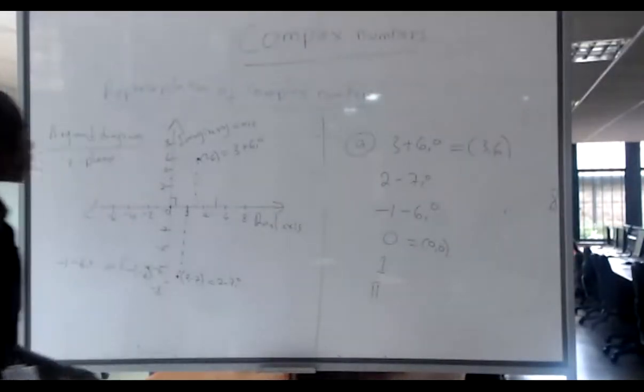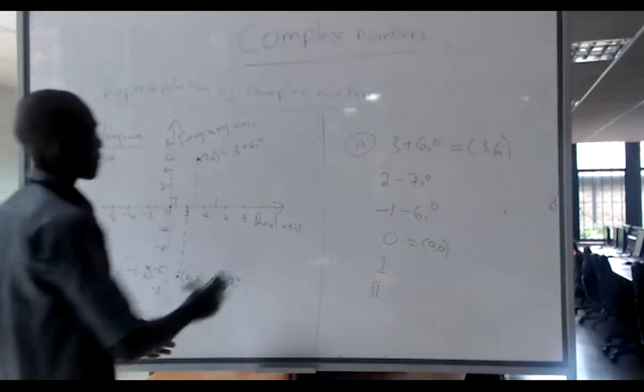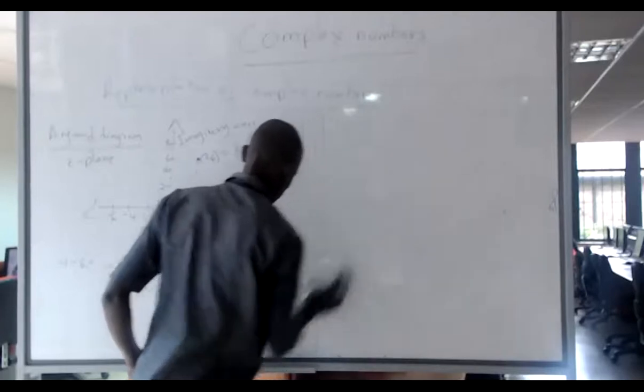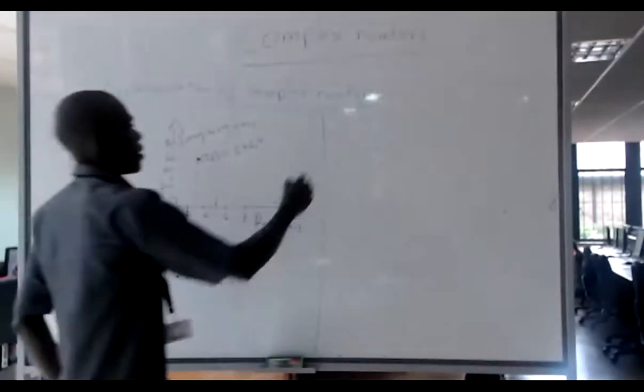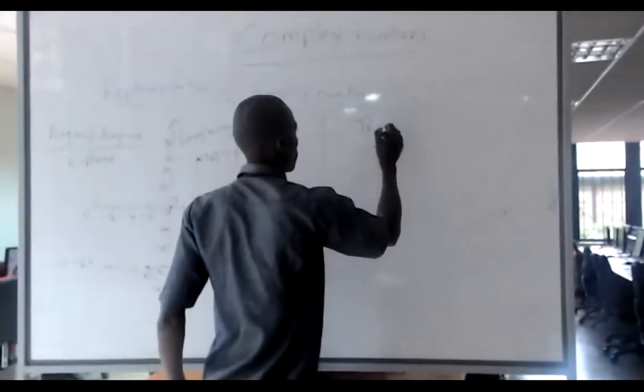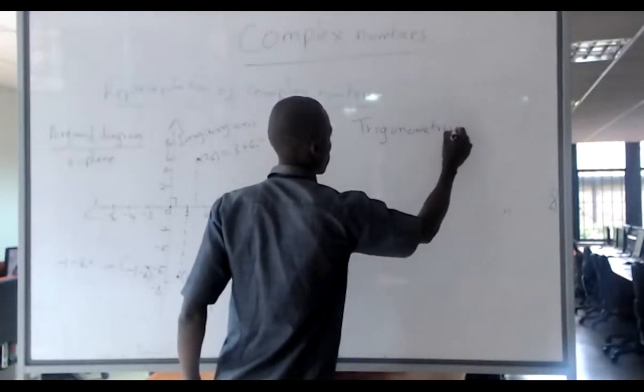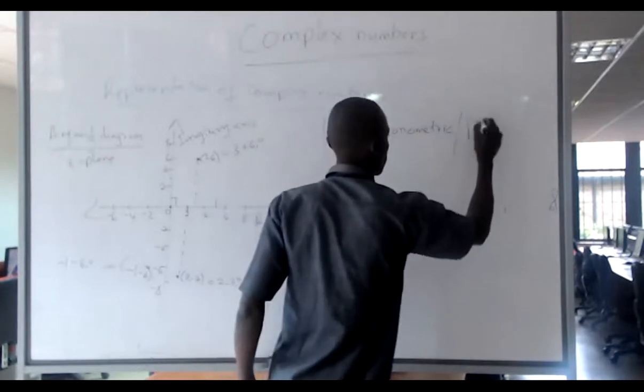There's another way to represent complex numbers, called trigonometric or polar form.